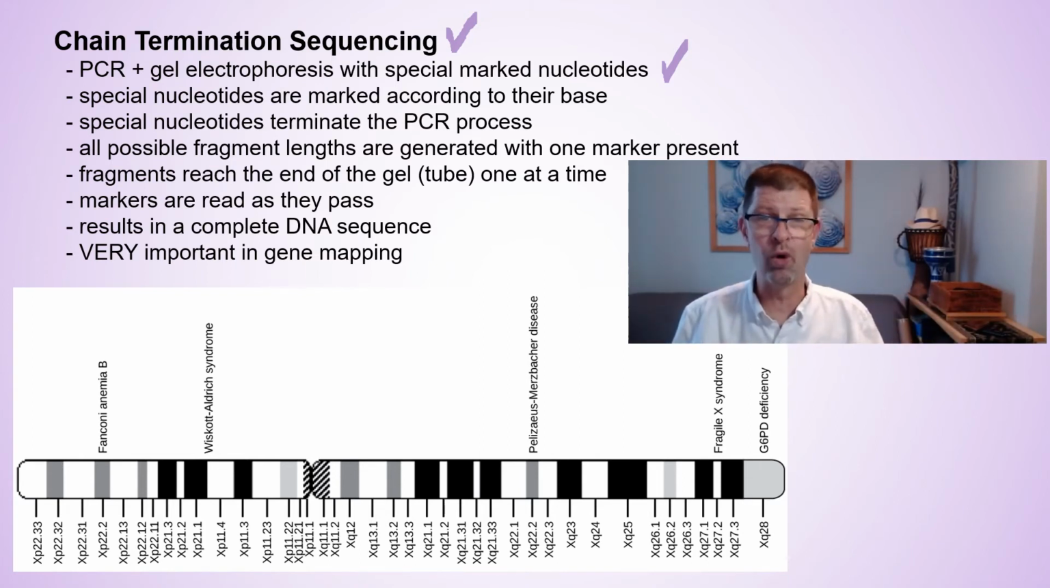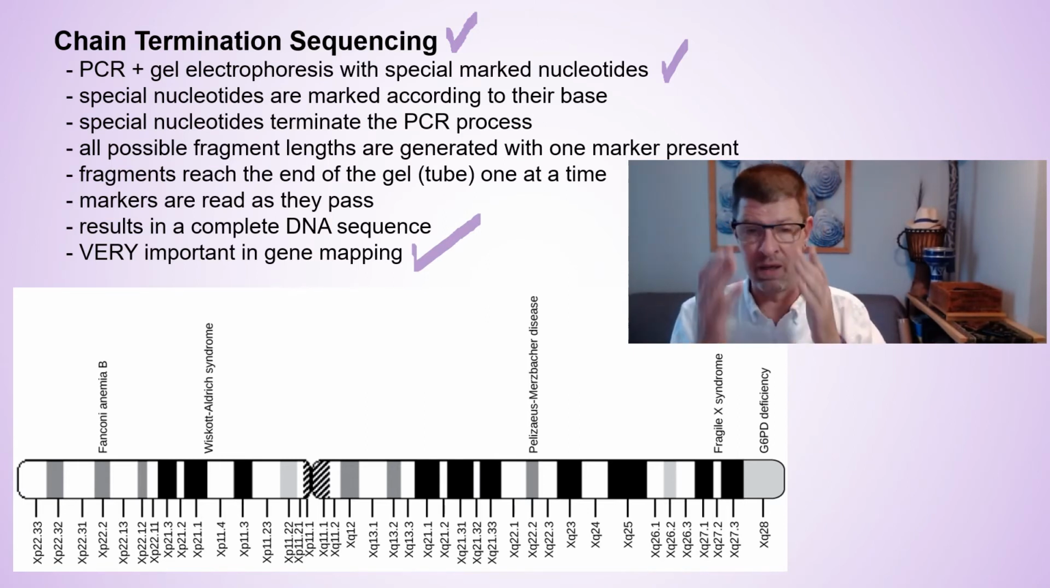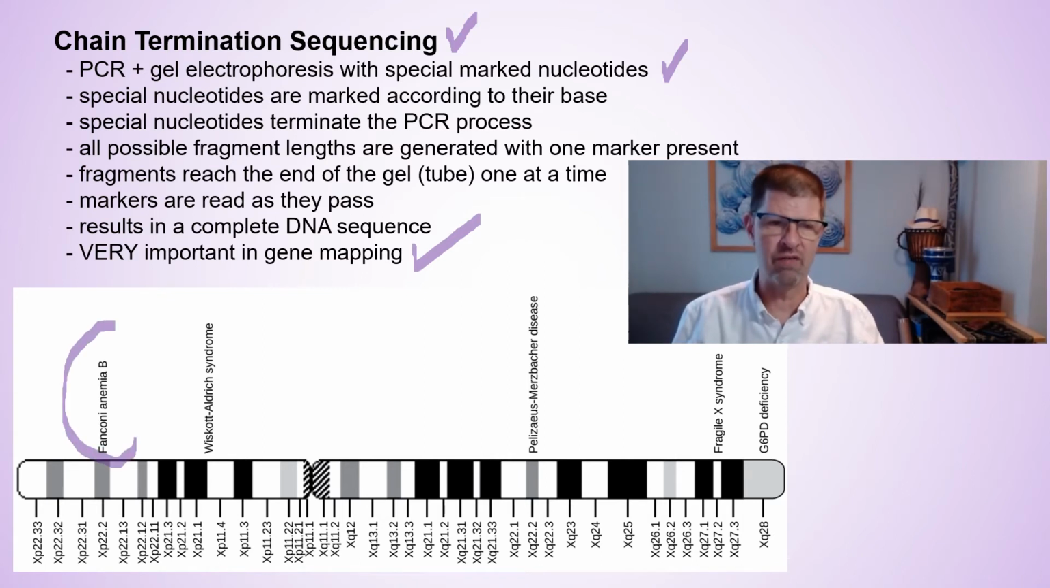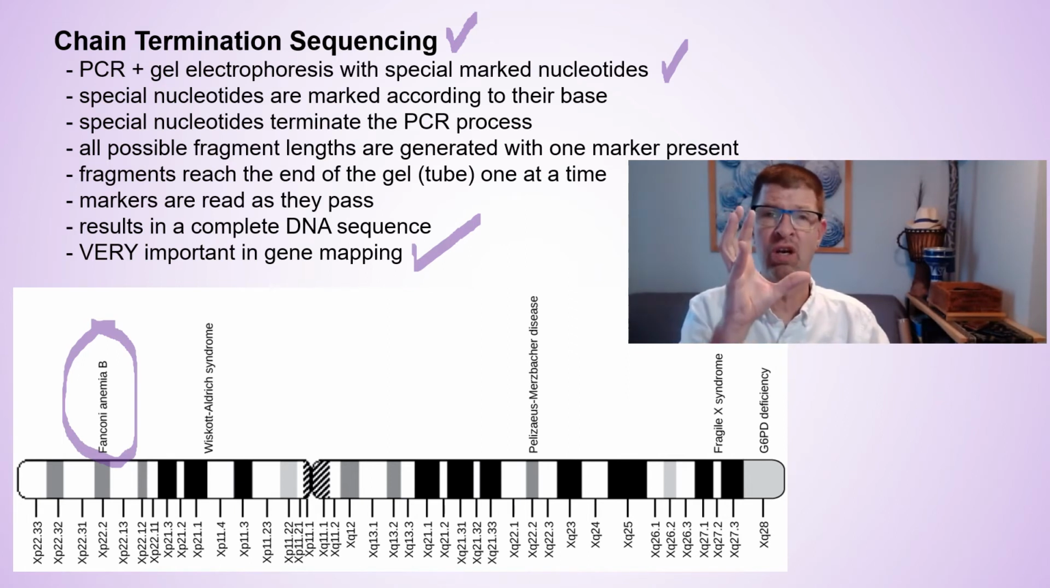And it is very important in something called gene mapping. Gene mapping is how we take these chromosome pictures and say, look, this is where the gene for Fanconi anemia B is on chromosome X on the short arm, that's the P arm, at band number 22.2. That's how we map chromosomes. That's how we figure out what the locus of a gene is. Very cool. Chain termination sequencing. This is a major future science that could influence all of our medicine, all of our food.